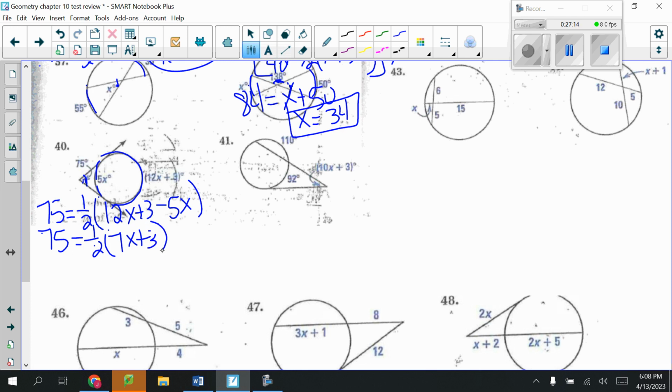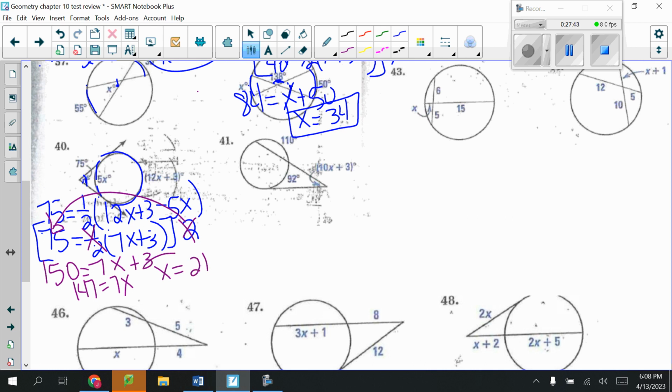Again, so we don't have to distribute the 1/2 and get fractions in here, we'll multiply everything by 2. I have to remember to multiply the 2 times the 75 as well. So that gets me 150. Here my 1/2 and my 2 cancel, and I'm just left with 7x plus 3. Subtract 3, so I get 147 equals 7x. Divide both sides, and I get x is equal to 21.